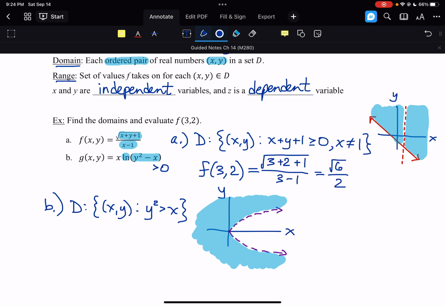And then substituting in, of course, we get the same kind of thing here. So we're going to get 3 ln of 2 squared minus 3. That's 3 ln of 4 minus 3, which is 1. ln of 1 is 0. So we just get a 0.